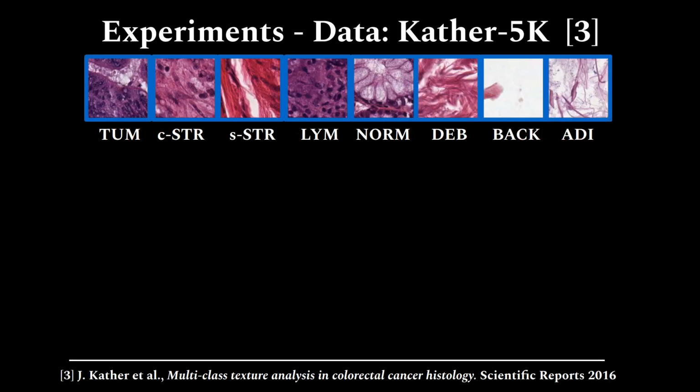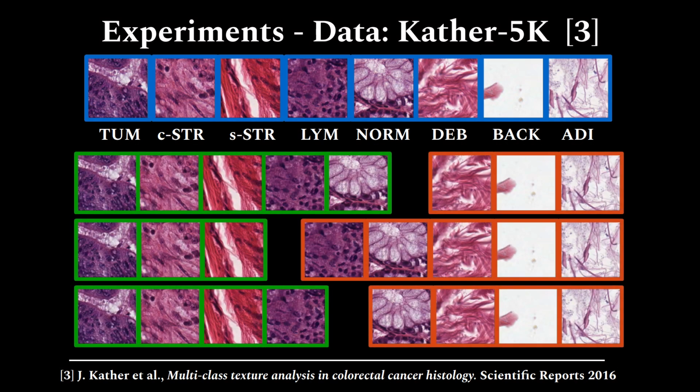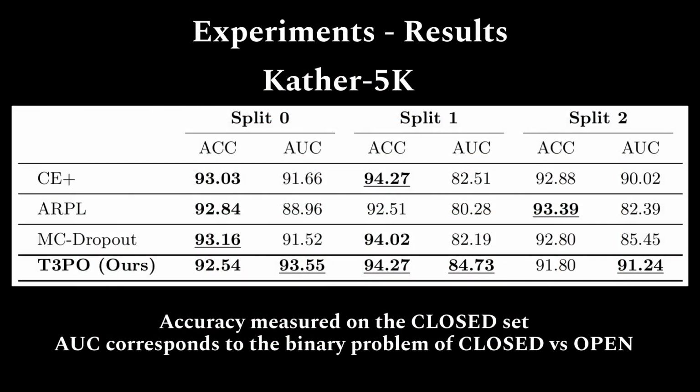Now, how do we evaluate the performance of this kind of models? First, we take one of these datasets. This is the Cather 5K dataset, and we ask our collaborators to define meaningful open-closed splits. So a closed set is the green tiles there, the tissue of interest for us, and then the orange tiles represent categories that are in the open set. So we do not use them for training, we just use them for test, and expect our model to reject them.